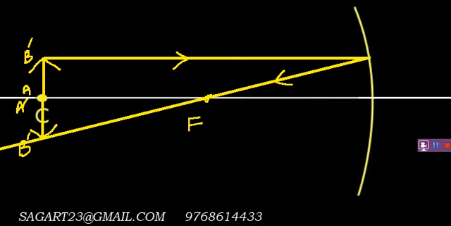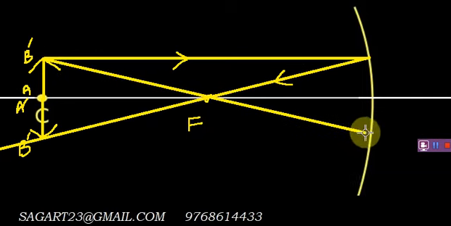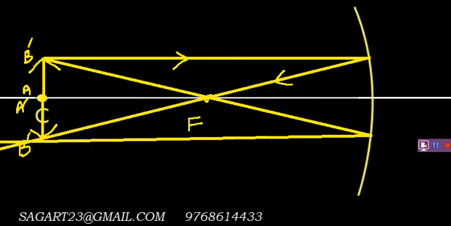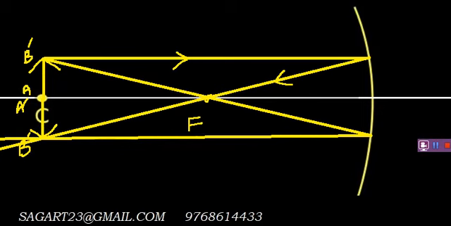Now we draw the second ray. The second ray is starting from again the tip of the arrow, passing through the focus that we have drawn, and this ray will now pass parallel to the principal axis, and you can see that it is passing through the tip of the image arrow. So that completes our diagram number 3.